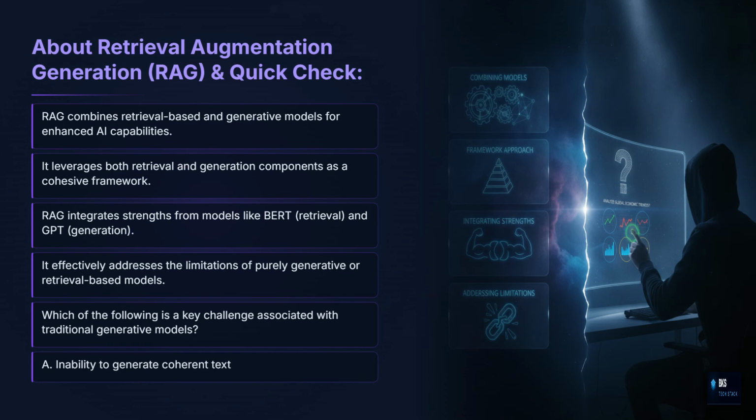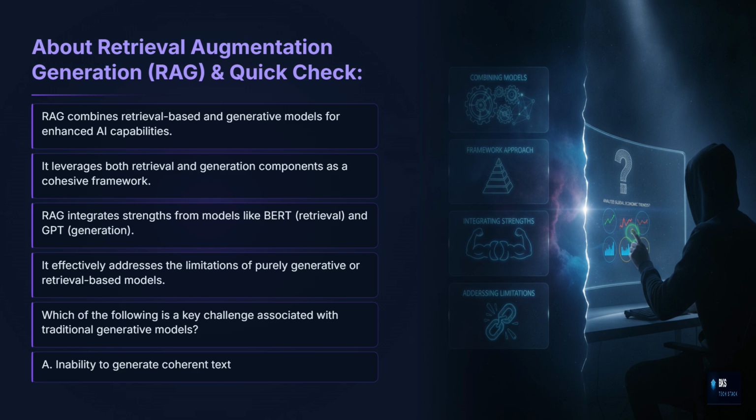So what exactly is Retrieval Augmentation Generation? RAG is a technique that brings together the best of both worlds, retrieval and generation. It's a framework that uses retrieval models, like those based on BERT, to find relevant information, and generative models, like GPT, to create human-like text. The core idea is to overcome the weaknesses of using either approach alone.